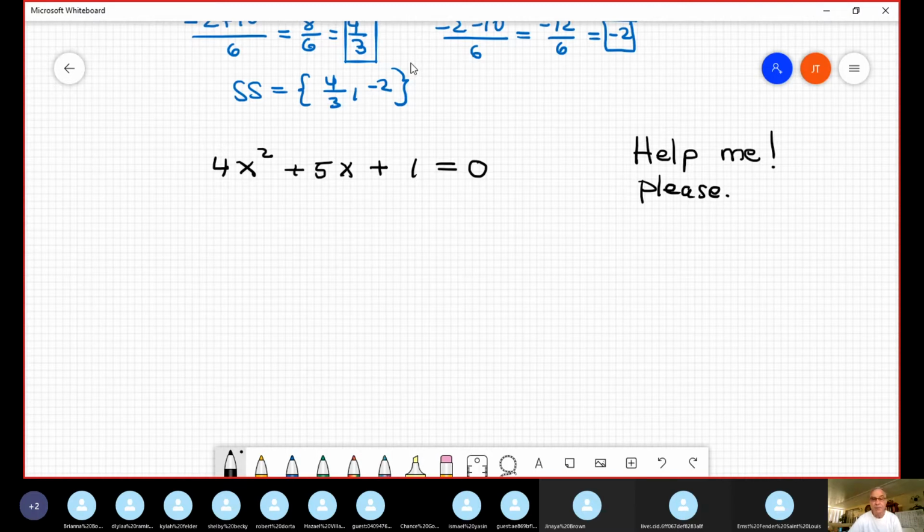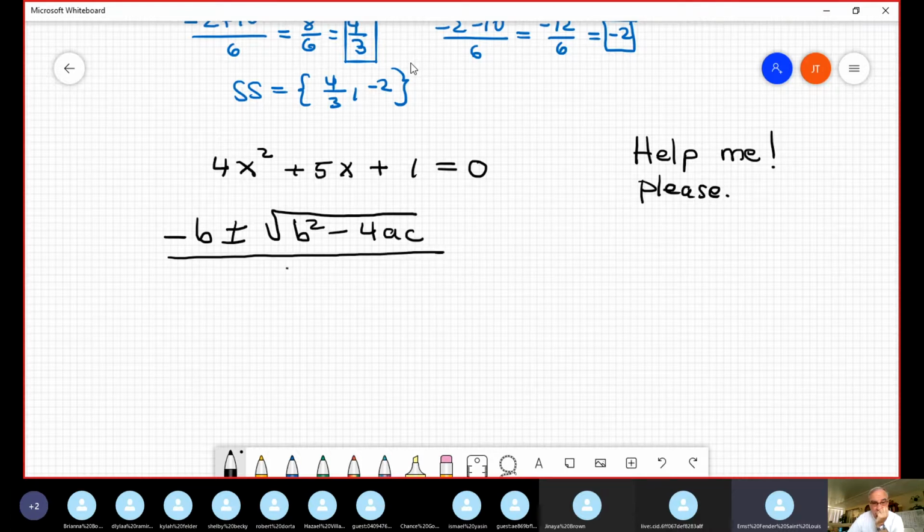All right, we're going to put the formula: negative b plus or minus the square root of b squared minus 4ac, divided by 2a. Super.